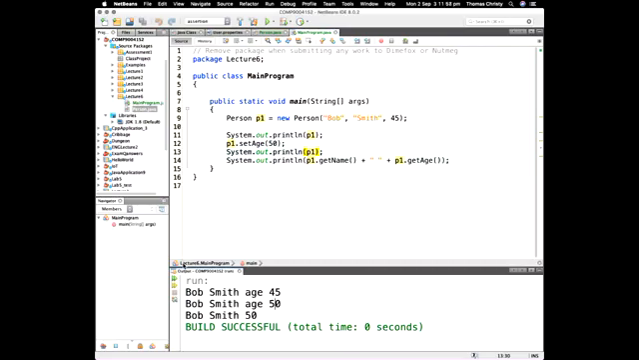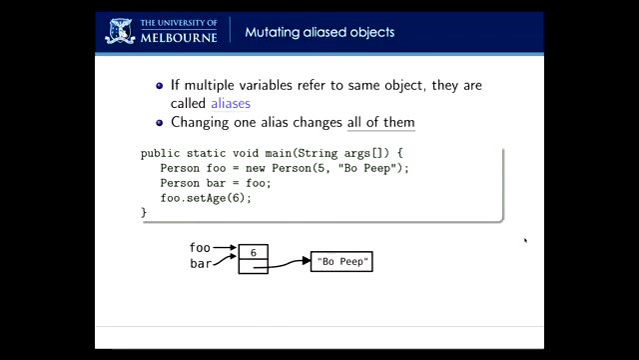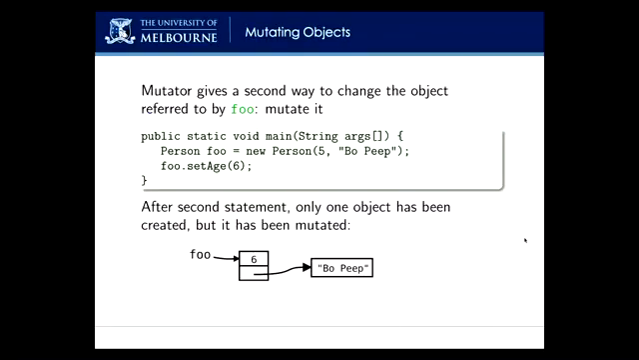So mutate is very simple. Access is very simple. Now, a mutator. It says it gives a second way to change the object referred to by foo, or to mutate it. But the reality is maybe you don't want to define the age in the constructor. Maybe you don't want to give the age at that point. Maybe you don't know the age.